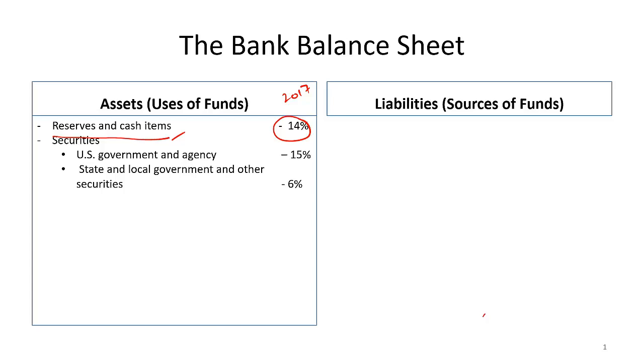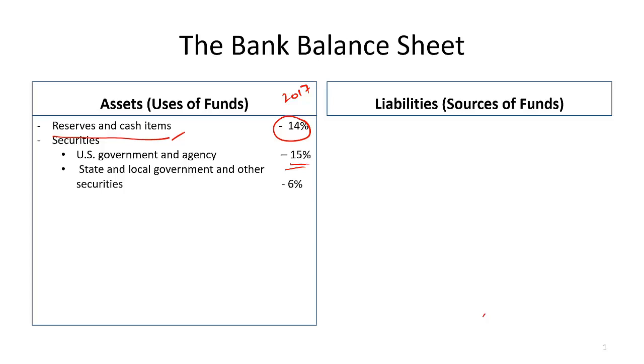Now there are two kinds of securities that banks typically hold in this country. These are US government and agency securities. These are basically securities issued by the US federal government and agencies like Social Security and also Fannie Mae and Freddie Mac, the mortgage companies run by the United States government. That includes about 15% of their assets.